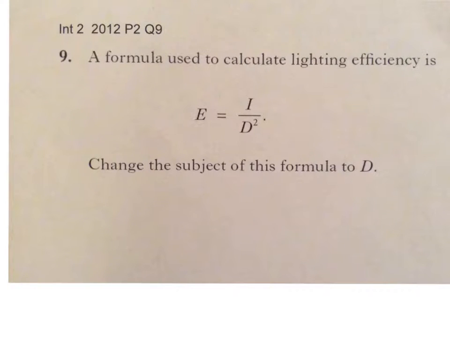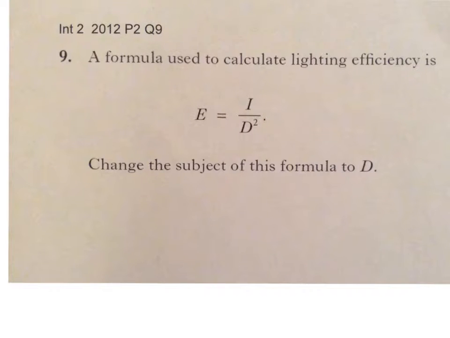A formula used to calculate lighting efficiency is E equals I over D squared. Change the subject of this formula to D. Okay, the main problem with this is that we have D squared on the bottom, on the denominator. How can we deal with that?